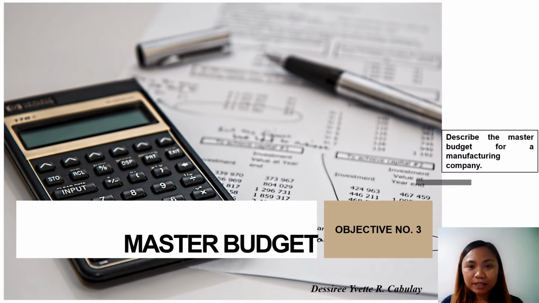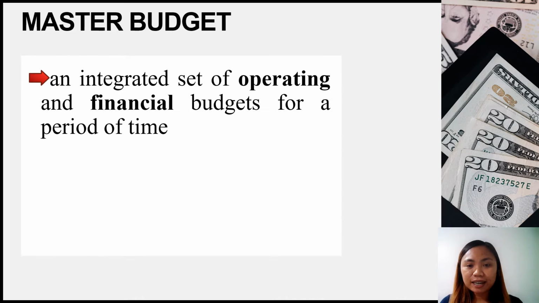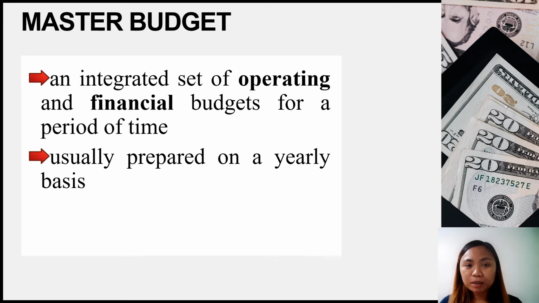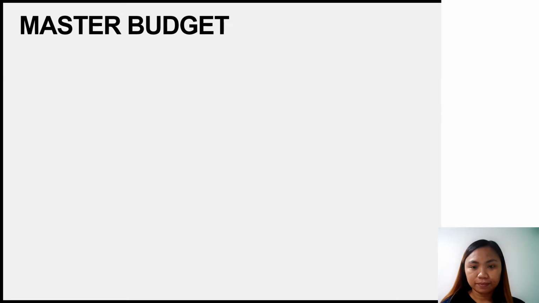So what is a master budget? The master budget is an integrated set of operating and financial budgets for a period of time, and most companies prepare the master budget on a yearly basis. So as defined, the master budget is composed of the operating and the financial budgets. So what are these two sets of budgets?